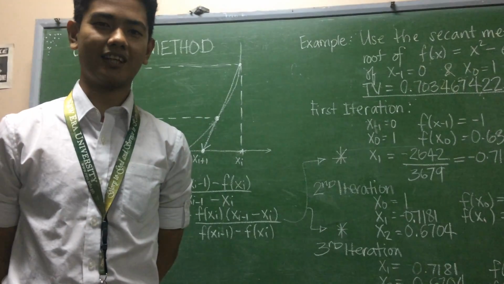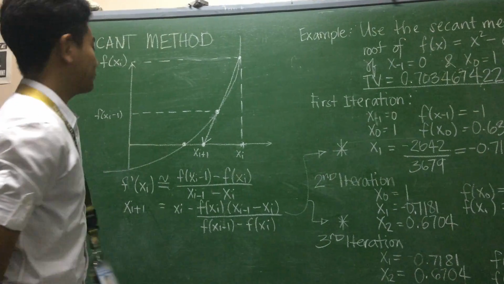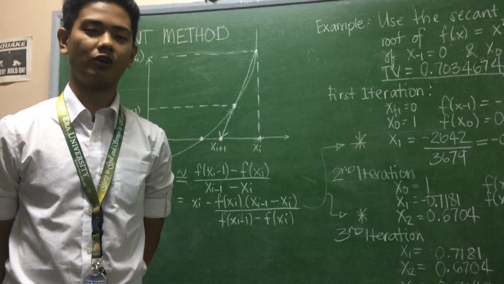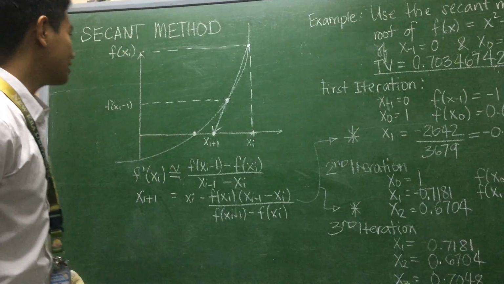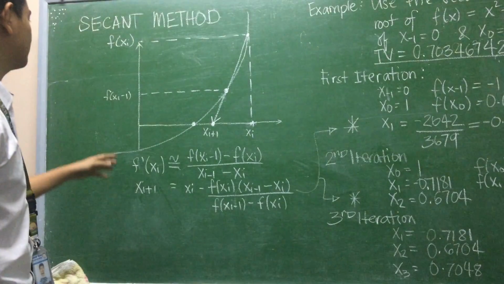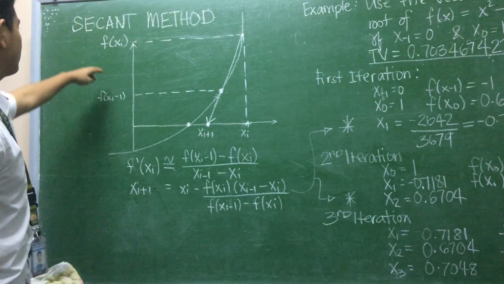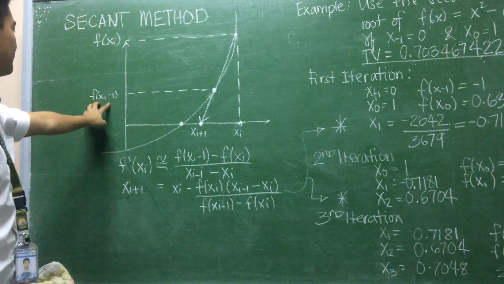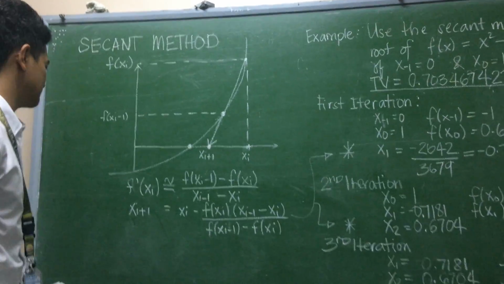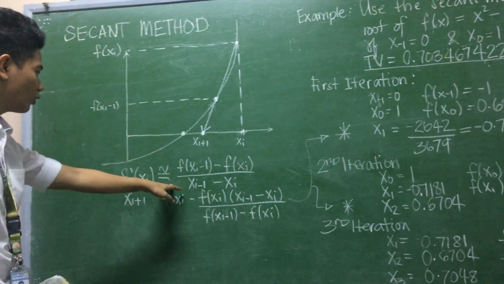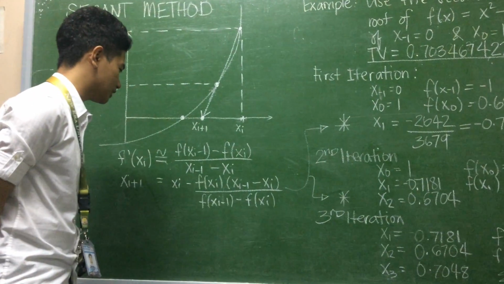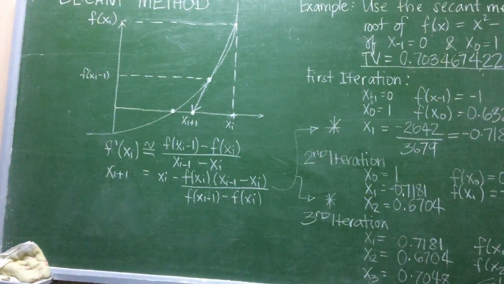Today we will discuss the secant method. Recall that the Newton-Raphson method uses the derivative in finding the root. In the secant method, we will get the difference. Instead of getting the derivative, we will approximate it with a difference: f prime of xi is equal to f of xi minus 1 minus f of xi over xi minus 1 minus xi.